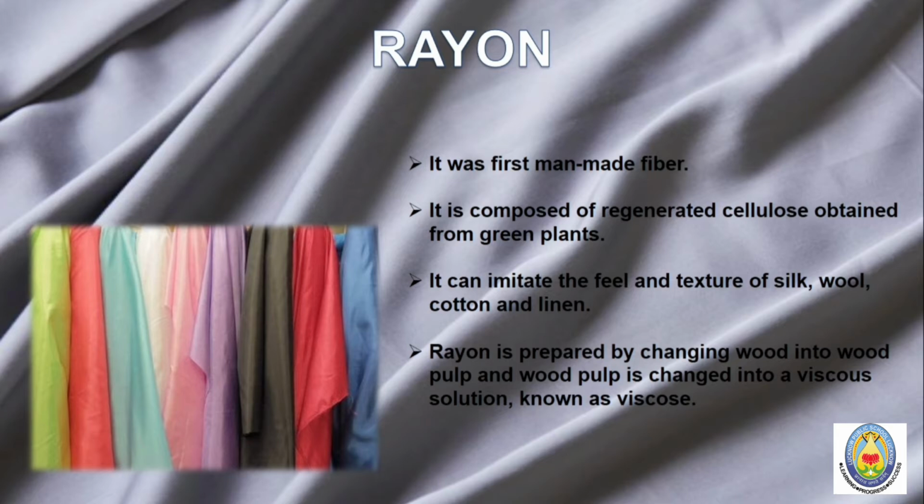If we talk about the use of rayon, it is used as a fabric for clothing since it is soft and comfortable and absorbent like cotton and lustrous like silk. It is also used in the manufacturing of carpets when it is blended with wool. It is used to make automobile tires also. It is also used to make bandages and surgical dressings for covering wounds due to its highly absorbing nature.